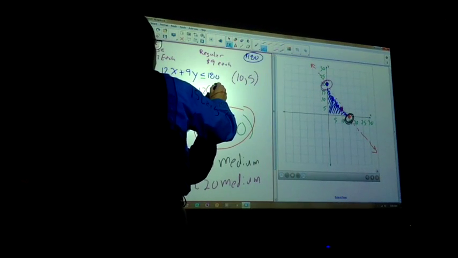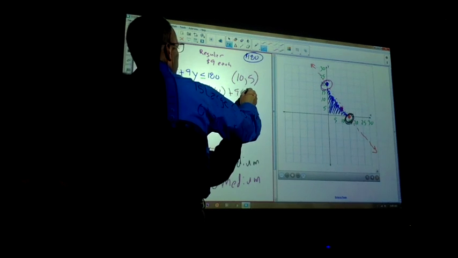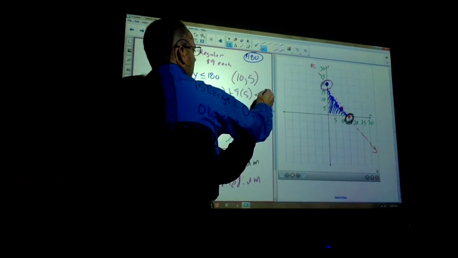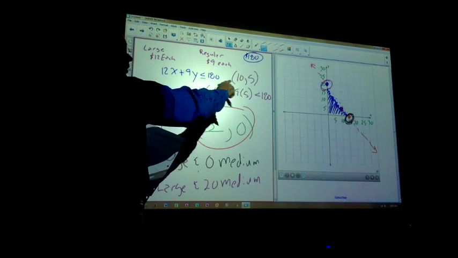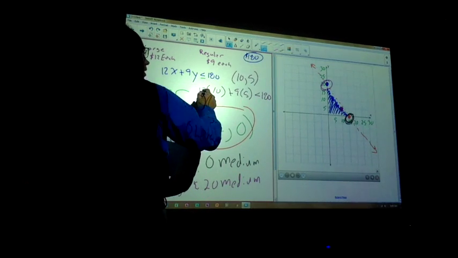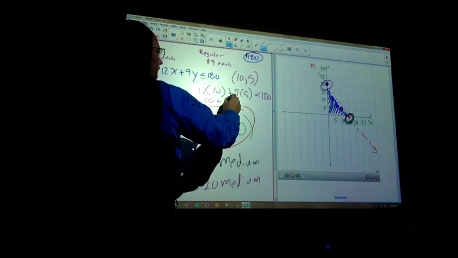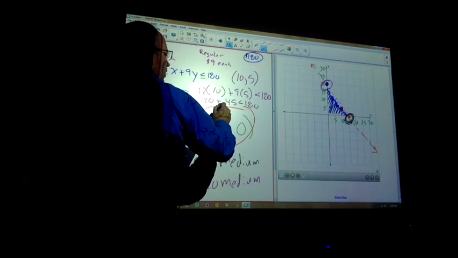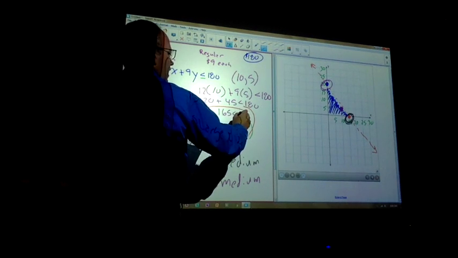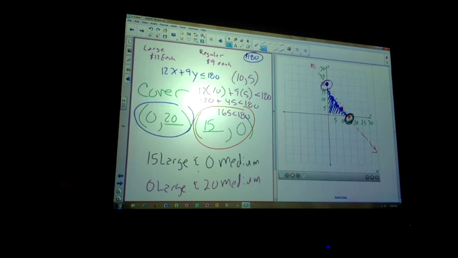So I get 12 times 10 plus 9 times 5. And you remember the original problem was this. So I'm going back to what the original problem said originally, that they gave it to us. So that's 120 plus 45 is less than 180. So that's 165 is less than 180. Is that true or false? Yes, it is. So could the club have ordered 10 large pizzas and 5 medium pizzas and still be under budget? Does that make sense? Now it doesn't tell us how much they're doing as far as sales go, but that club could do that.